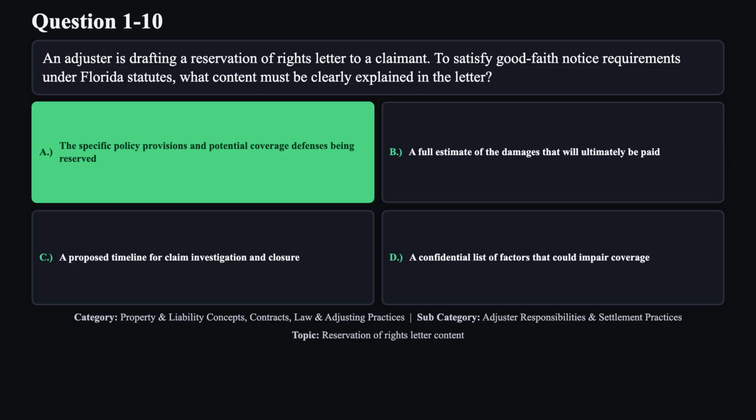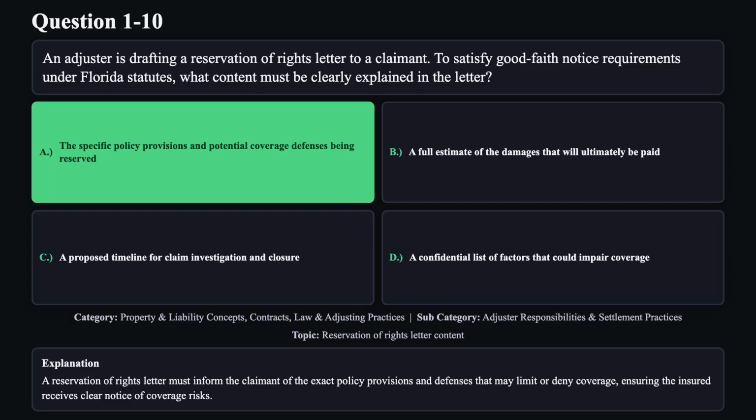The correct answer is A. A reservation of rights letter must inform the claimant of the exact policy provisions and defenses that may limit or deny coverage, ensuring the insured receives clear notice of coverage risks.